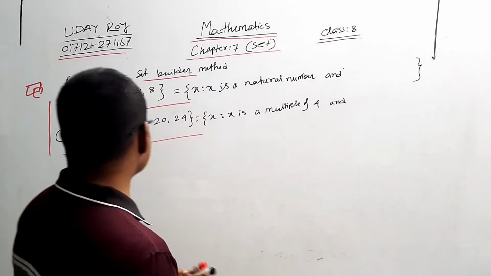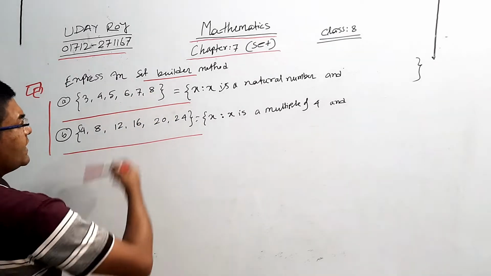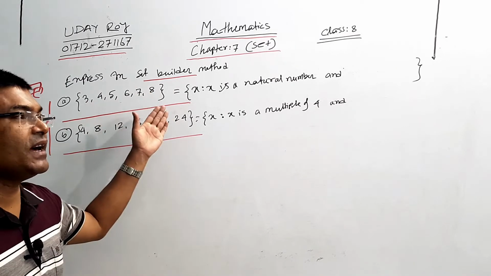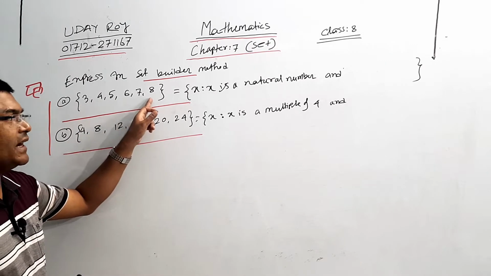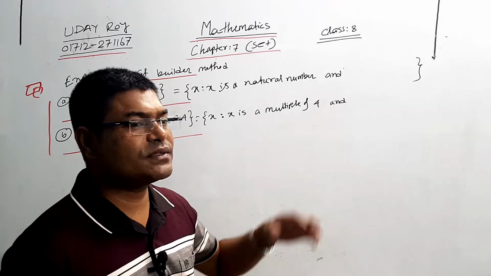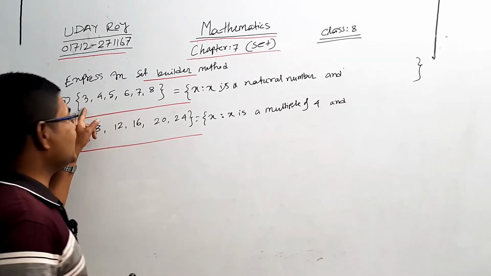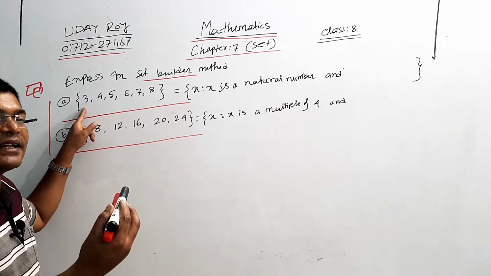You can see here is 3, 4, 5, 6, 7 and 8. Express in set builder. Here is 3, 4, 5, 6, 7 and 8. These are the natural numbers. Just you have to use the condition. Here is 3. That means 3 is greater than 2.